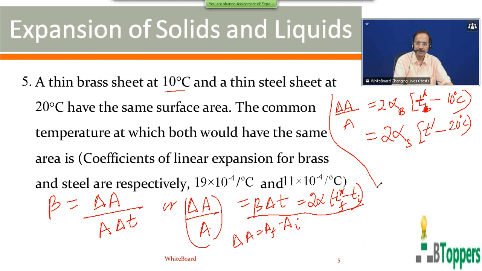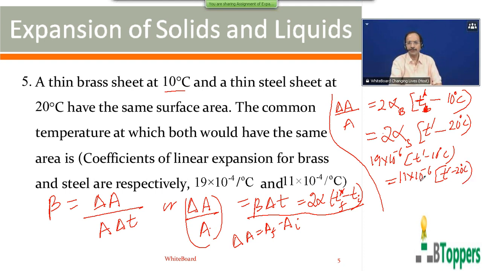Alpha for brass is given to be about 19 into 10 power minus 6 per degree centigrade. Alpha for steel can be written as 11 into 10 power minus 6 per degree centigrade. The final T dash is the final common temperature at which the areas of the two sheets become equal. The initial temperature for the second sheet is 20 degrees centigrade. If you want to copy the working, you can take a pause and copy down the working.